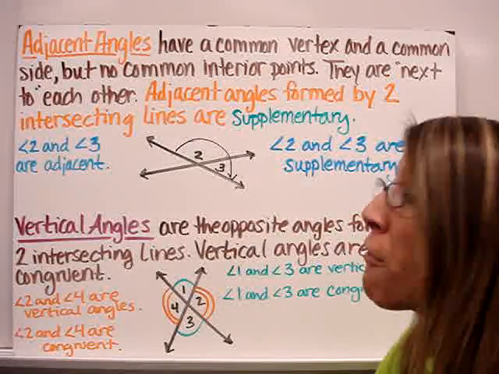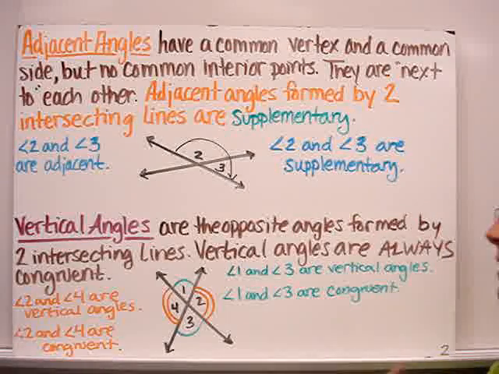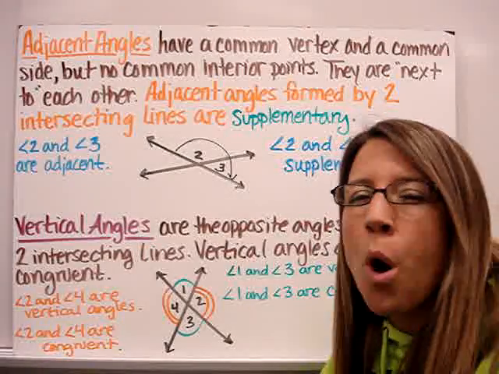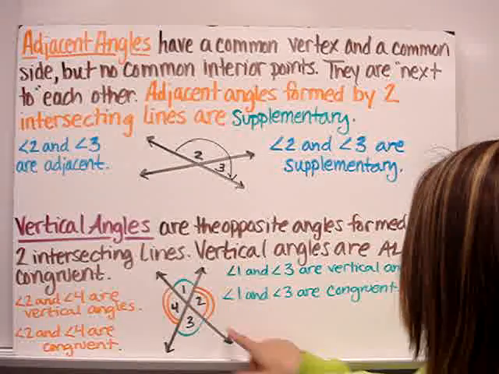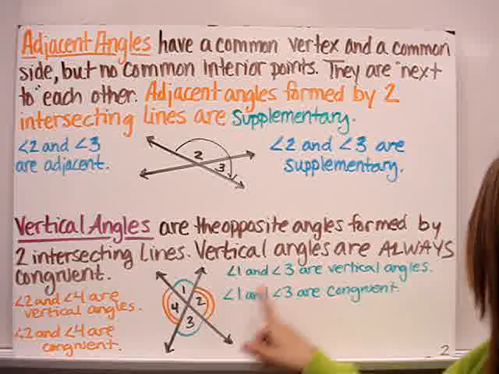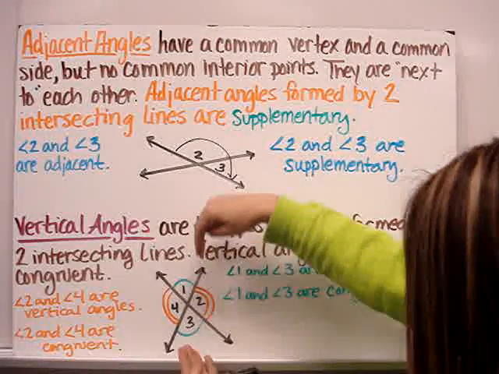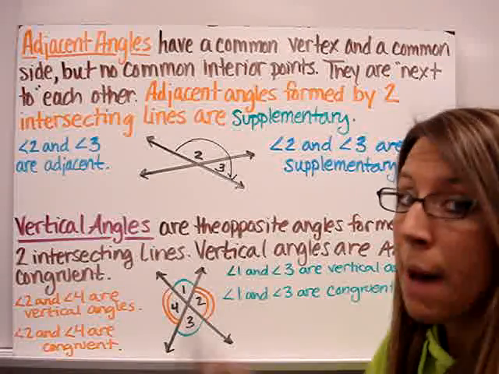And then we can talk about vertical angles, which are the opposite angles formed by two intersecting lines. Vertical angles are always congruent. It's one of the things I've always remembered from high school geometry. And so here are two intersecting lines. Angle 1 and angle 3, they are vertical angles. They are opposite angles formed by two intersecting lines. So they're opposite each other. Okay? Opposite. They're not next to each other, they're opposite.